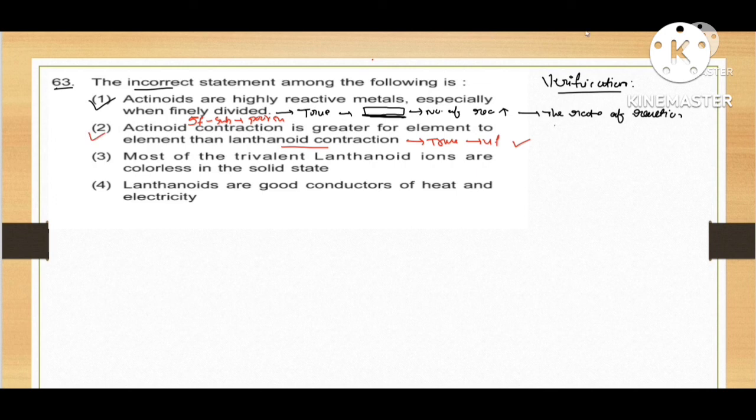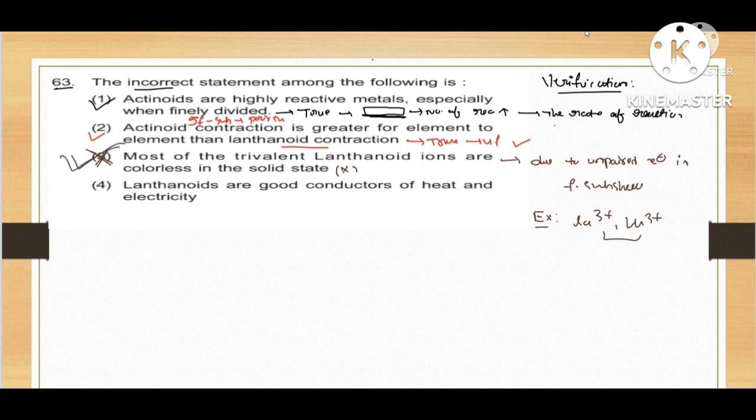Let's verify option 3. Most of the trivalent lanthanide ions are colorless in the solid state. This statement is absolutely wrong. Why? Because we know that most of the trivalent lanthanoid ions in the solid state are colored, due to unpaired electrons in the f subshell, except lanthanum 3 positive or lutetium 3 positive, which are colorless; the remaining are colored. That's why this statement is incorrect. So 3 is our correct answer.